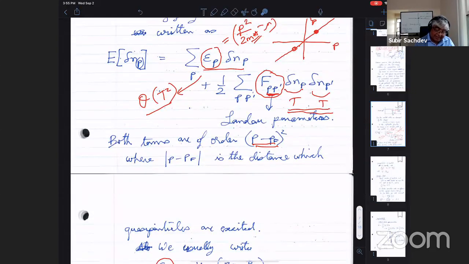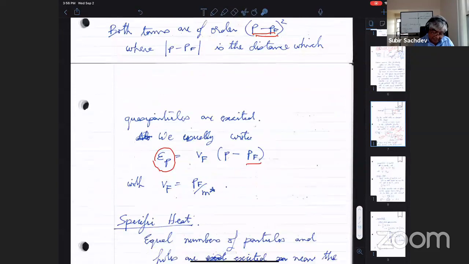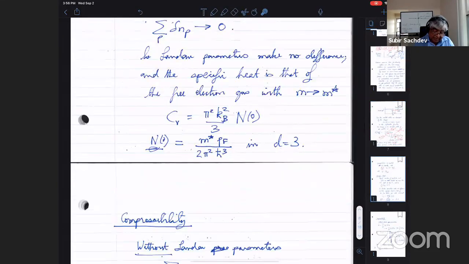So this is one of those bizarre things. There are interactions between the quasi-particles, but because of cancellation between particles and holes, it doesn't change the specific heat. The specific heat is just the free electron value. All you have to do is replace m by m star, and you're done. Okay, so this is the well-known value of the specific heat. And excuse me, there should be a factor of temperature here. It's missing, where N of 0 is sometimes called the density of states at the Fermi level.